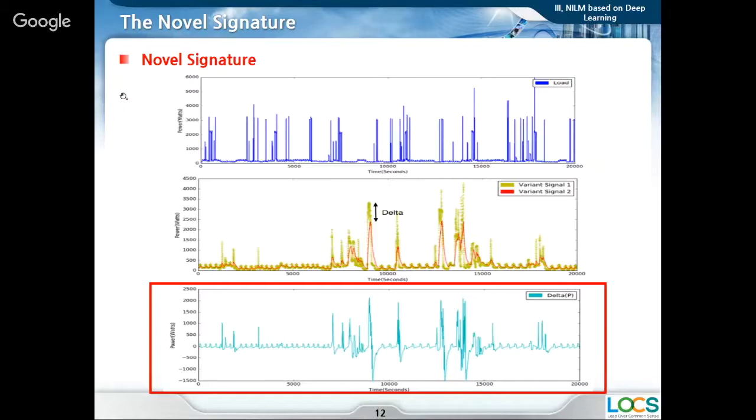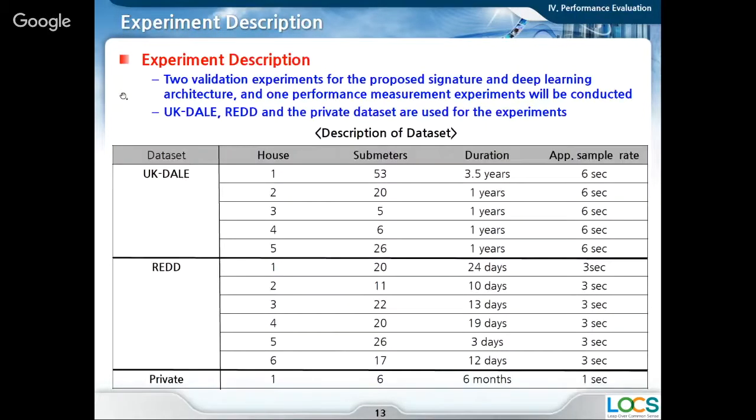So this means the novel signature means the variation of the power consumption. So we use this information as an input feature of the deep learning model. To validate our model and the signature, we ran an experiment. We use three data sets, which are UK-DALE, REDD, and our private data set.